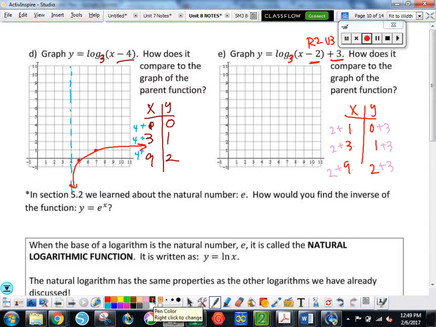So, points are 3 what? 3, 3. And then 5, 4. And then 11, 5. The horizontal asymptote should be here at 2.